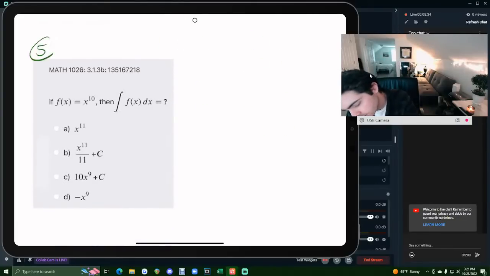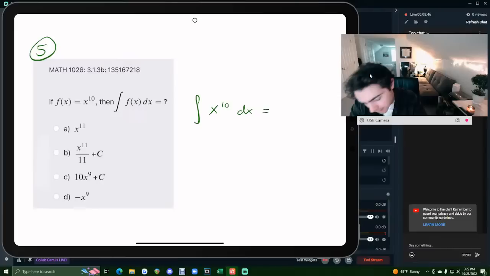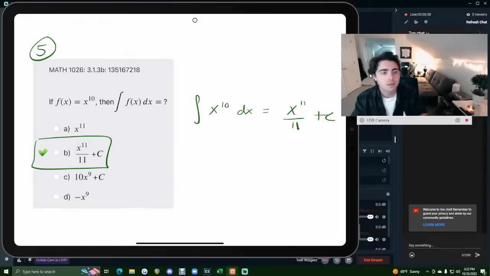This should be number 5. Again, they give us a function, and they ask for the antiderivative or the indefinite integral. So we are finding the antiderivative of x to the 10th. We use the reverse power rule. We add a power and divide by that power, and then we add c. That looks like B. And we're done. All right, let's keep rolling.